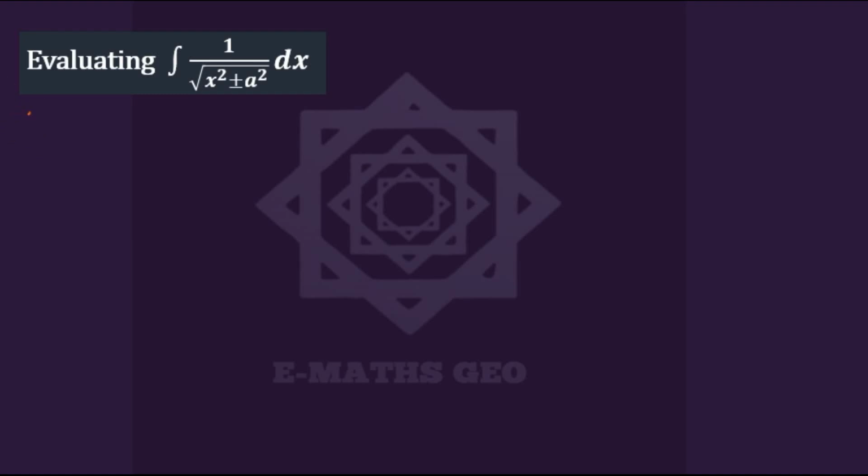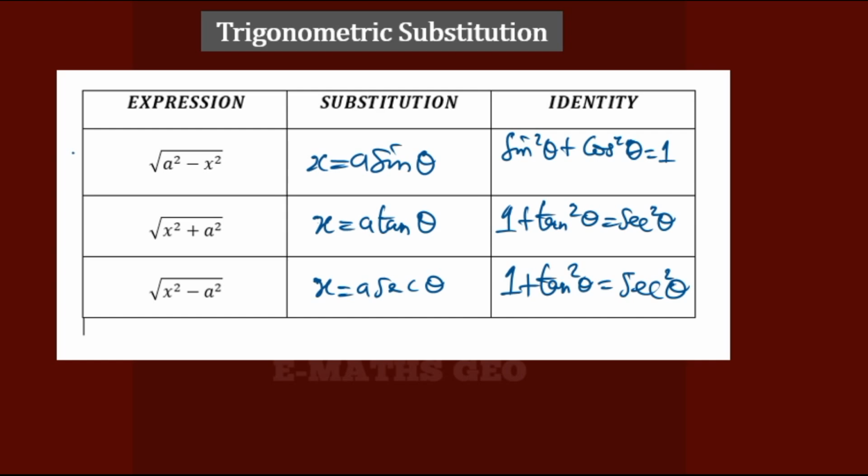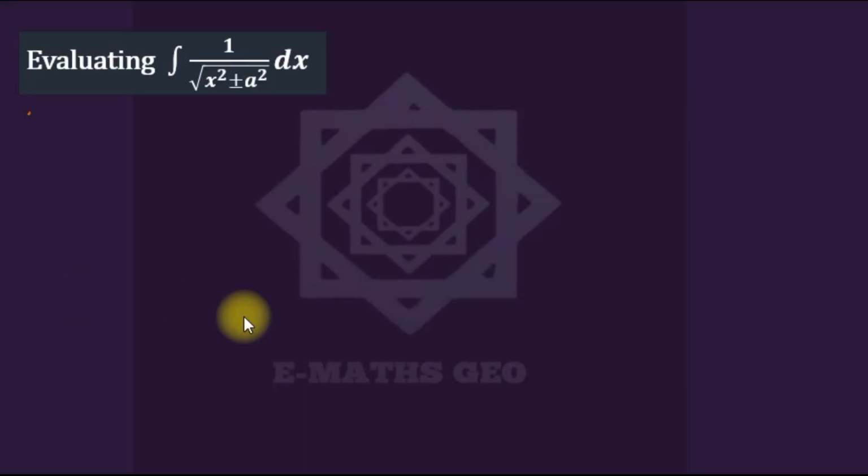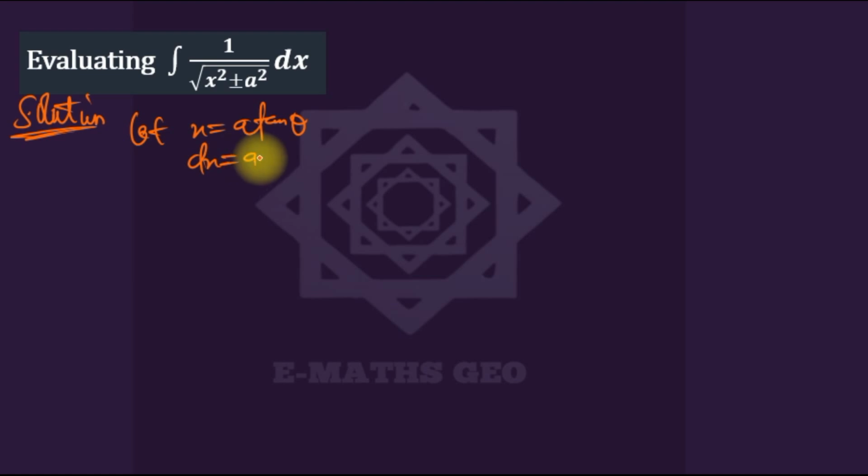From our table of trig substitution, you see that this is the second category, so we substitute x as a tan theta. So we said let x equal a tan theta. So dx is now a sec squared theta.